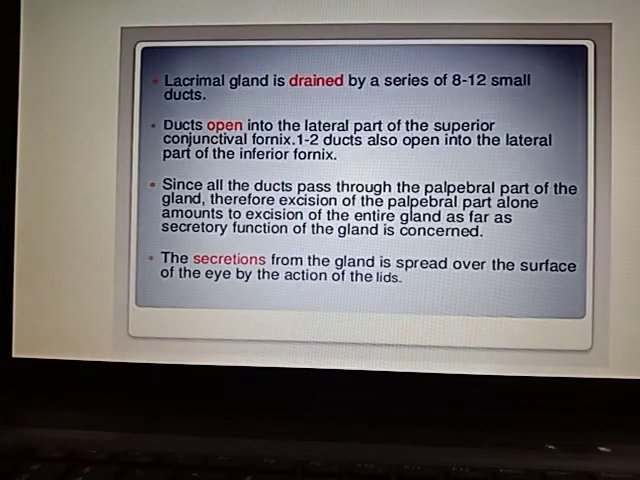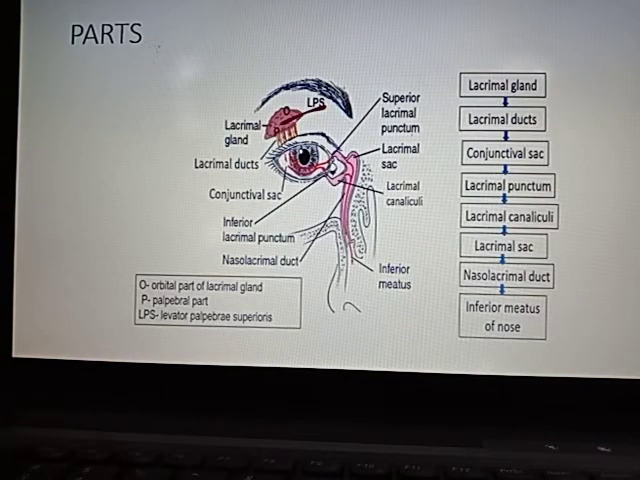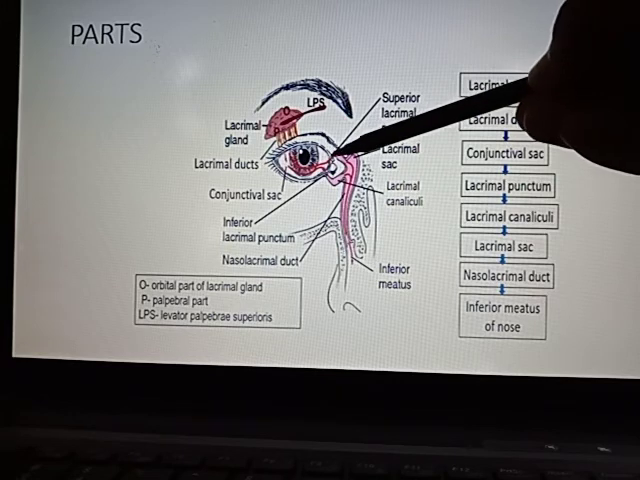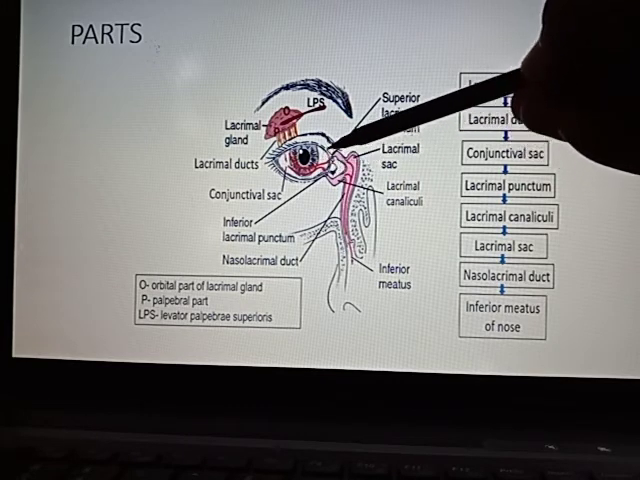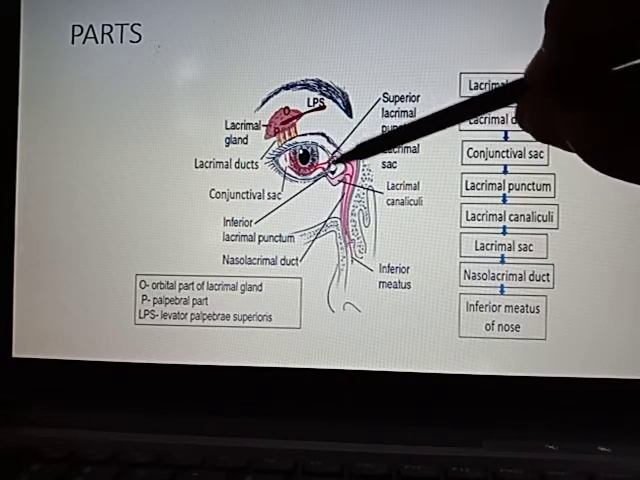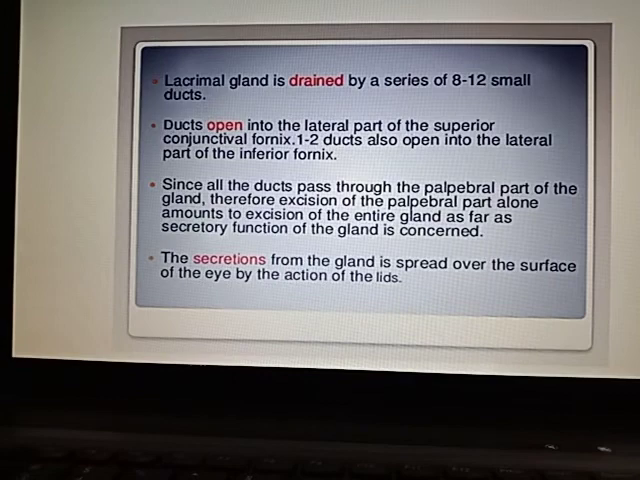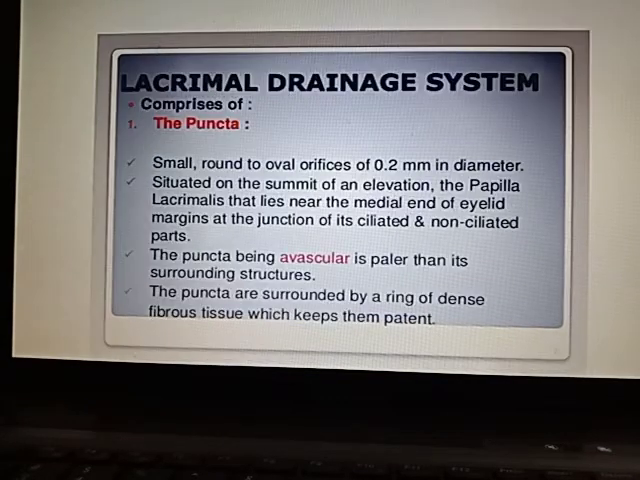So puncta come to this part. These are the puncta, this and this, which lie around the medial canthus, and they are always patent due to some fibrous strands. Okay. And the puncta, being avascular, are paler than the surrounding structure.